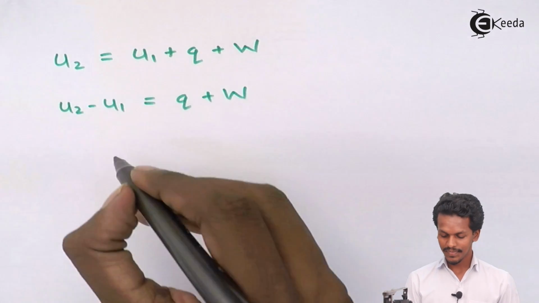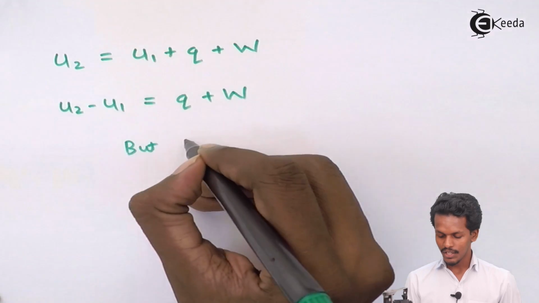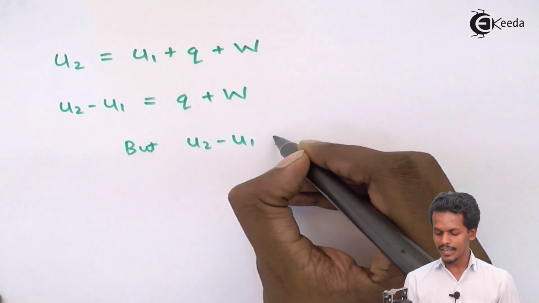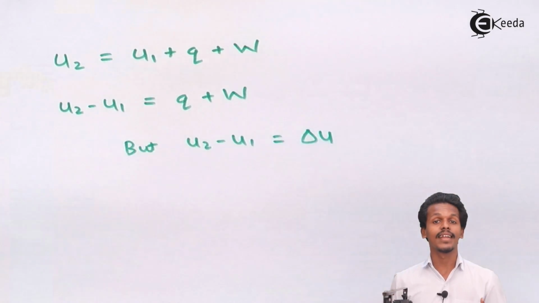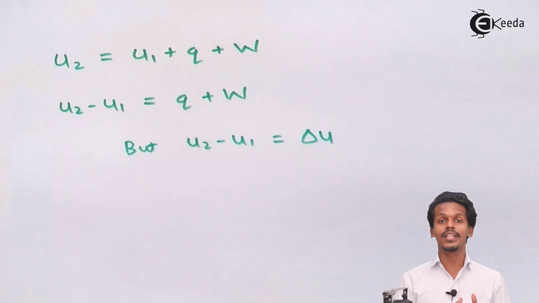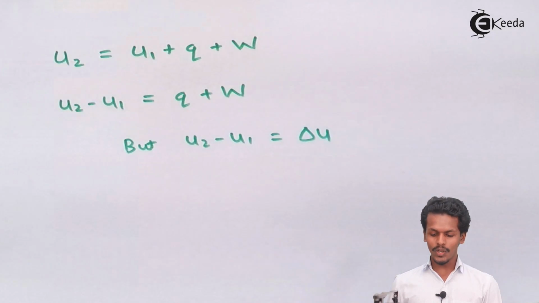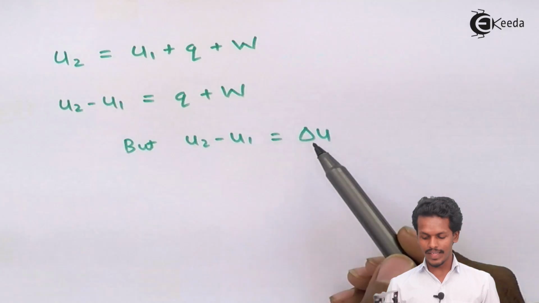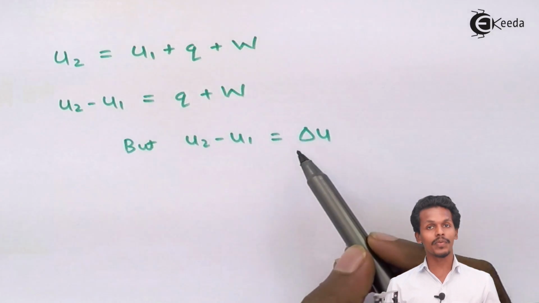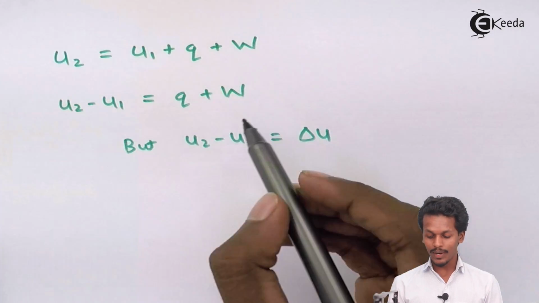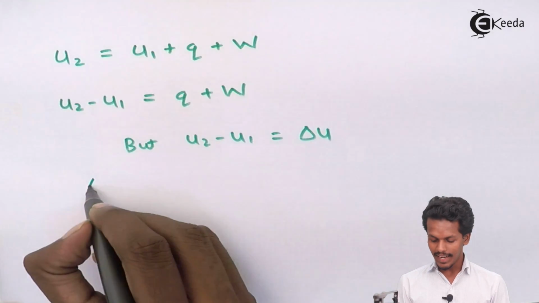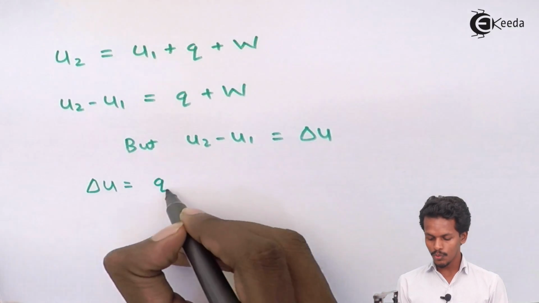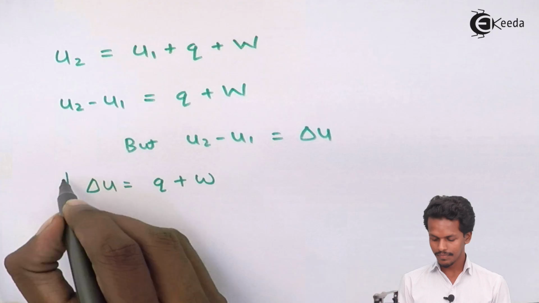But we know that U2 minus U1 can be denoted as delta U, and in this case delta U is nothing but the change in internal energy. So this was the change in internal energy that we have observed, that is U2 minus U1 is nothing but delta U. So I could write this equation as delta U equals Q plus W.